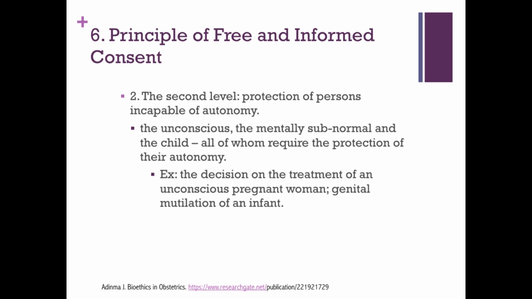The second level is the protection of persons incapable of autonomy. These include the unconscious, the mentally subnormal, and the child, all of whom require the protection of their autonomy. Example, the decision on the treatment of an unconscious pregnant woman lies probably on the husband, or if there's no husband, the parents. Genital mutilation of an infant. Okay, so who has a say on that? It should be the parents, or in the absence of the parents, the grandmother or the grandparents.